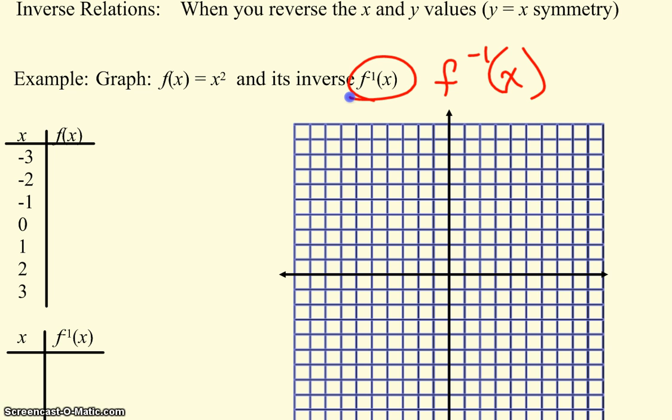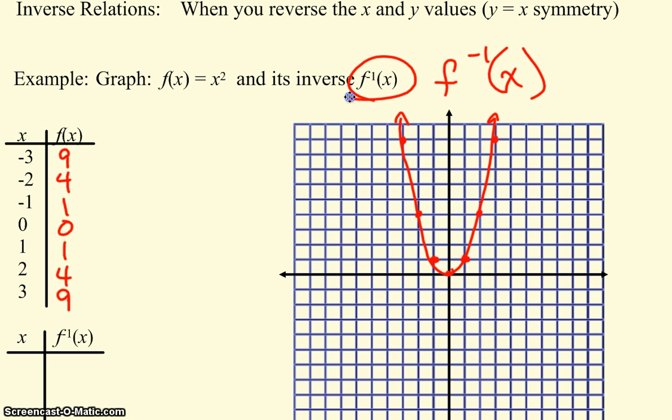First, I'm going to find the values for f of x when f of x equals x squared. -3 squared is 9, -2 squared is 4, -1 squared is 1, 0 squared is 0, 1 squared is 1, 2 squared is 4, and 3 squared is 9. Graphing those points on our coordinate plane, we end up with a parabola. And it looks just like that.